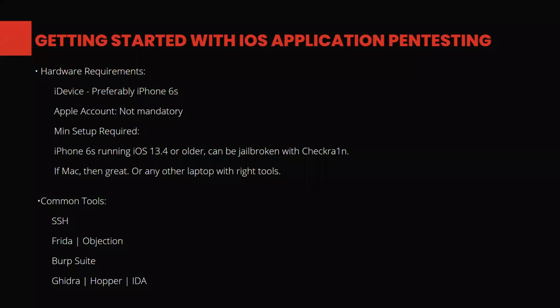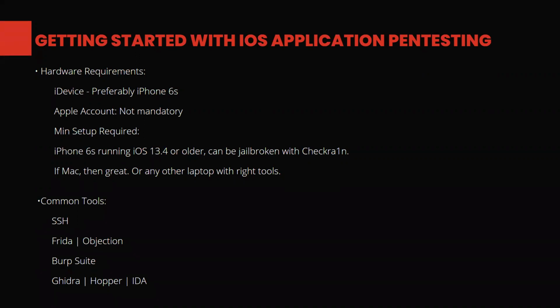Also, you can just buy the device from the market and go ahead with that, and using Checkra1n, you can jailbreak the device. If you visit the Checkra1n website, you'll get all the information on how to do that. There are also lots of blogs written on it. I have listed Checkra1n in my slides too. Once you have the setup, a Mac and an iDevice which is jailbroken, you are pretty much ready to go.